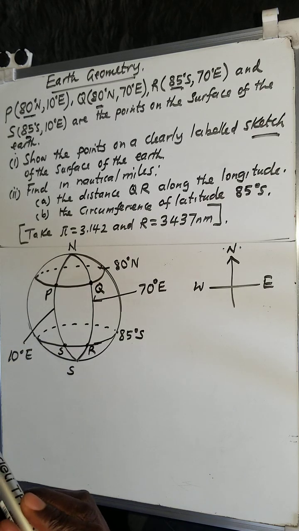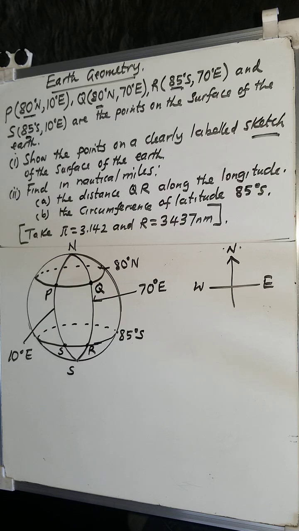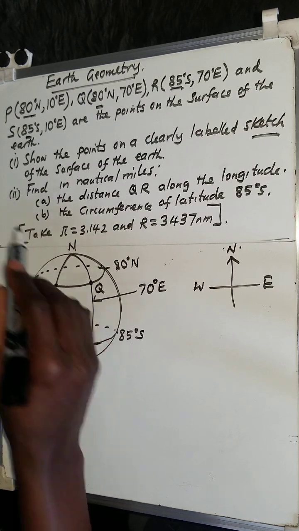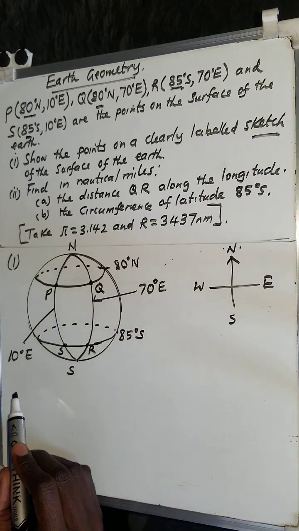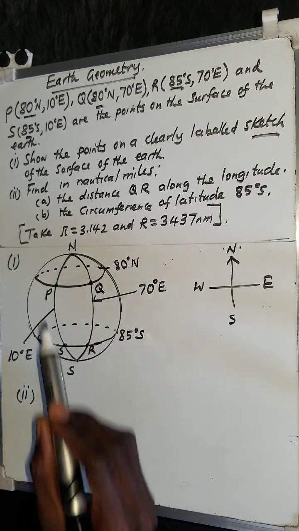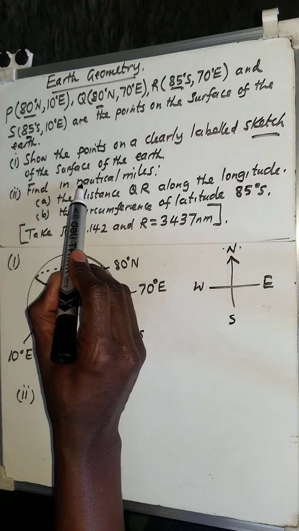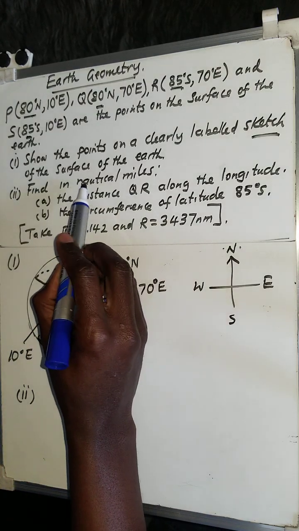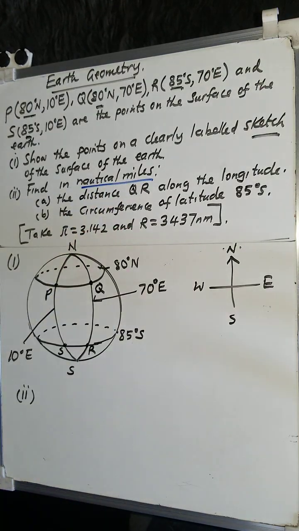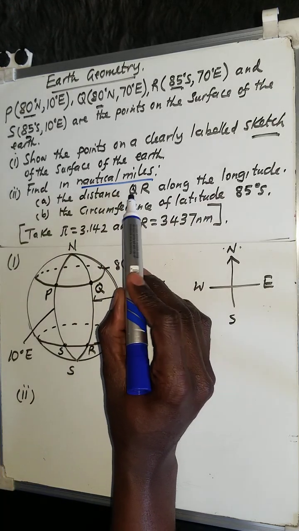So basically, that is the way they wanted you to do this one. So this was Roman 1 because they wanted you to draw a sketch on the surface of the earth. And then Roman 2 says to find, in nautical miles, the distance between QR.